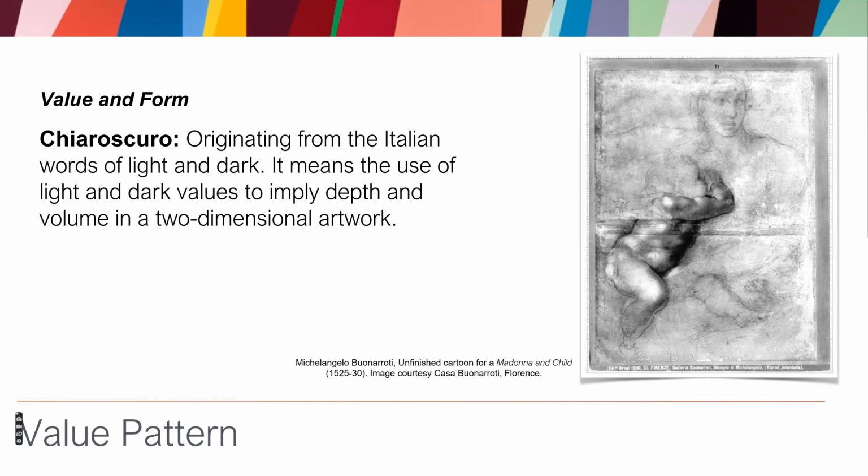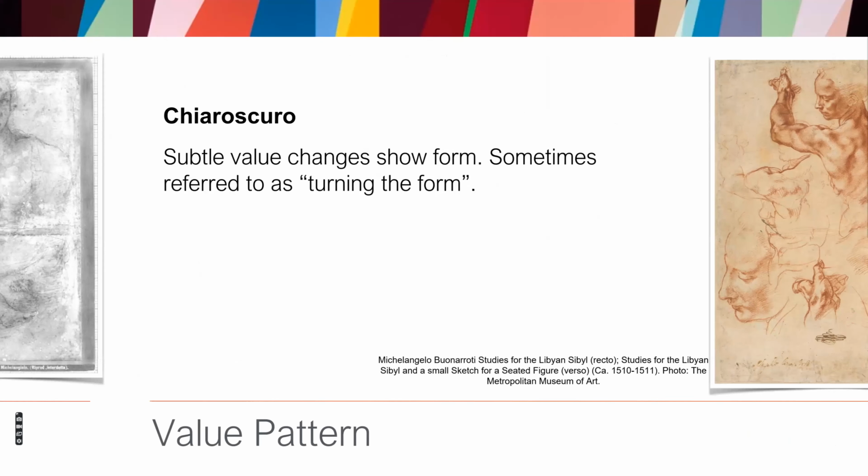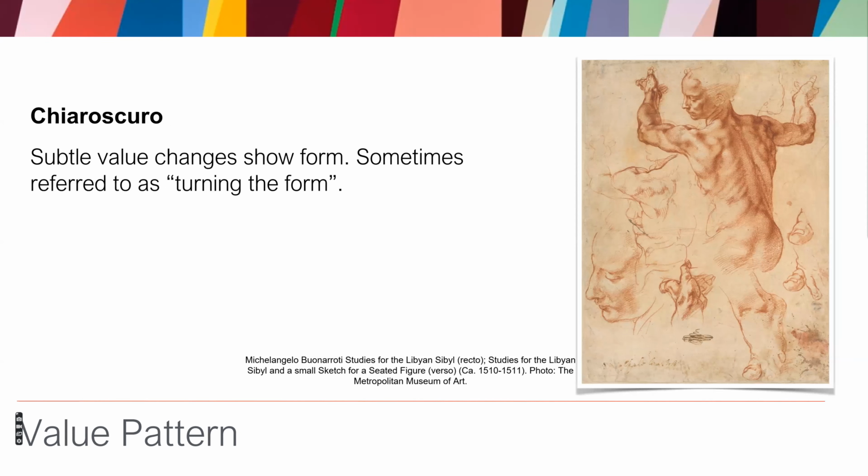Value is an important way for artists to convey volume within a work of art. We use the term chiaroscuro to describe the process. It is an Italian term that means use light and dark values to imply depth and volume in two-dimensional artwork. As you can see from the example on the slide, chiaroscuro has been used to create subtle value changes that allow the viewer to see a human form as opposed to flat lines on a page.